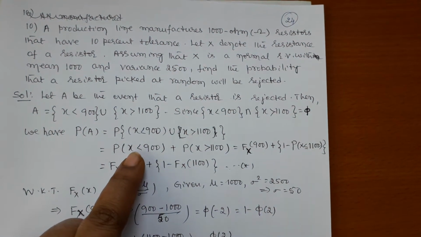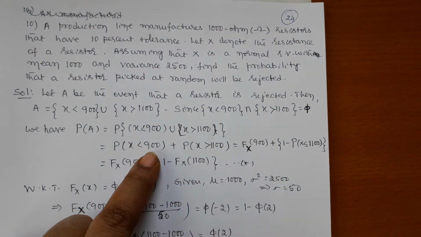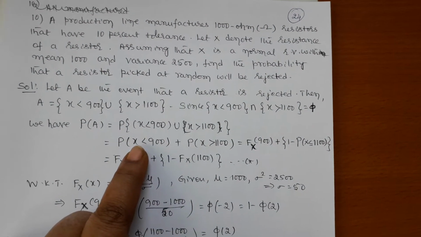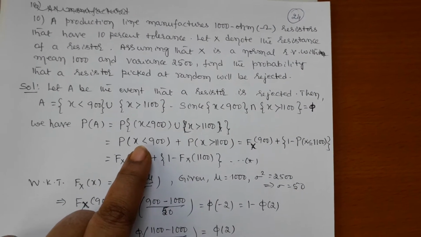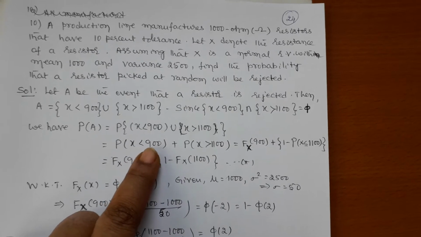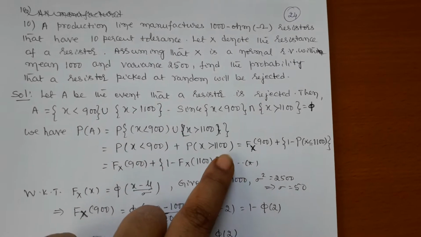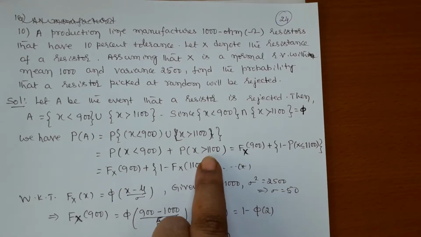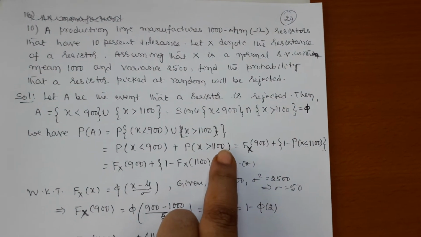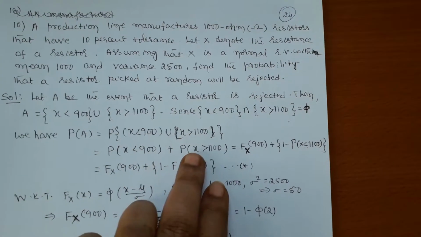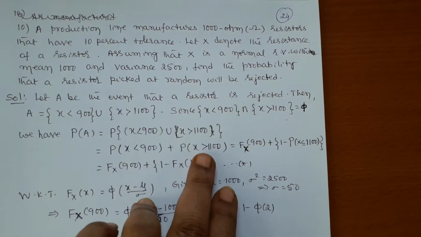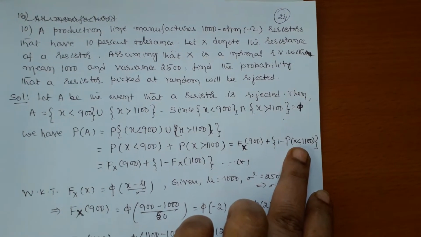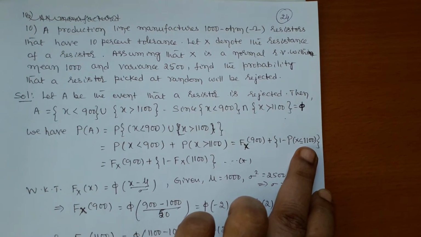Now, the probability of X less than 900, this is a normal distribution. Less than 900 can also be written as X less than or equal to 900. This is nothing but the cumulative function of 900. X greater than 1100 can be written as the entire probability minus the probability of the other area, that is, probability of X less than or equal to 1100. This is 1 minus the cumulative function of 1100.